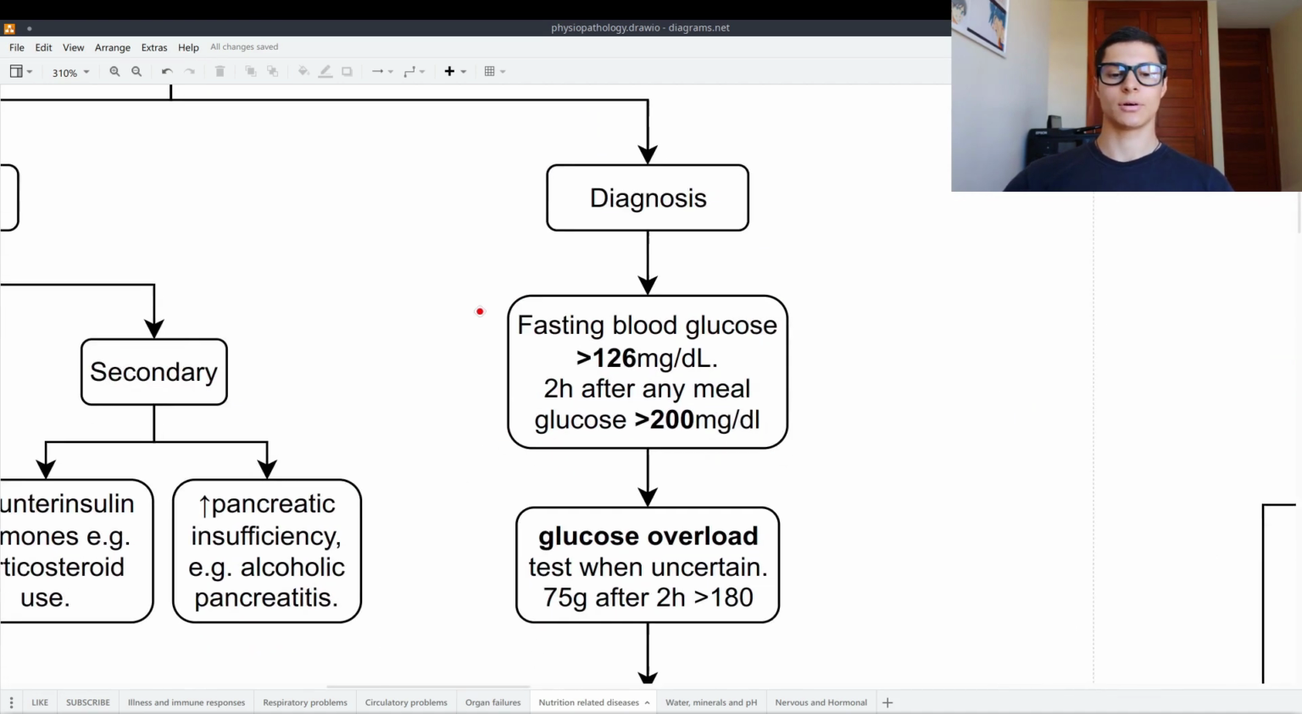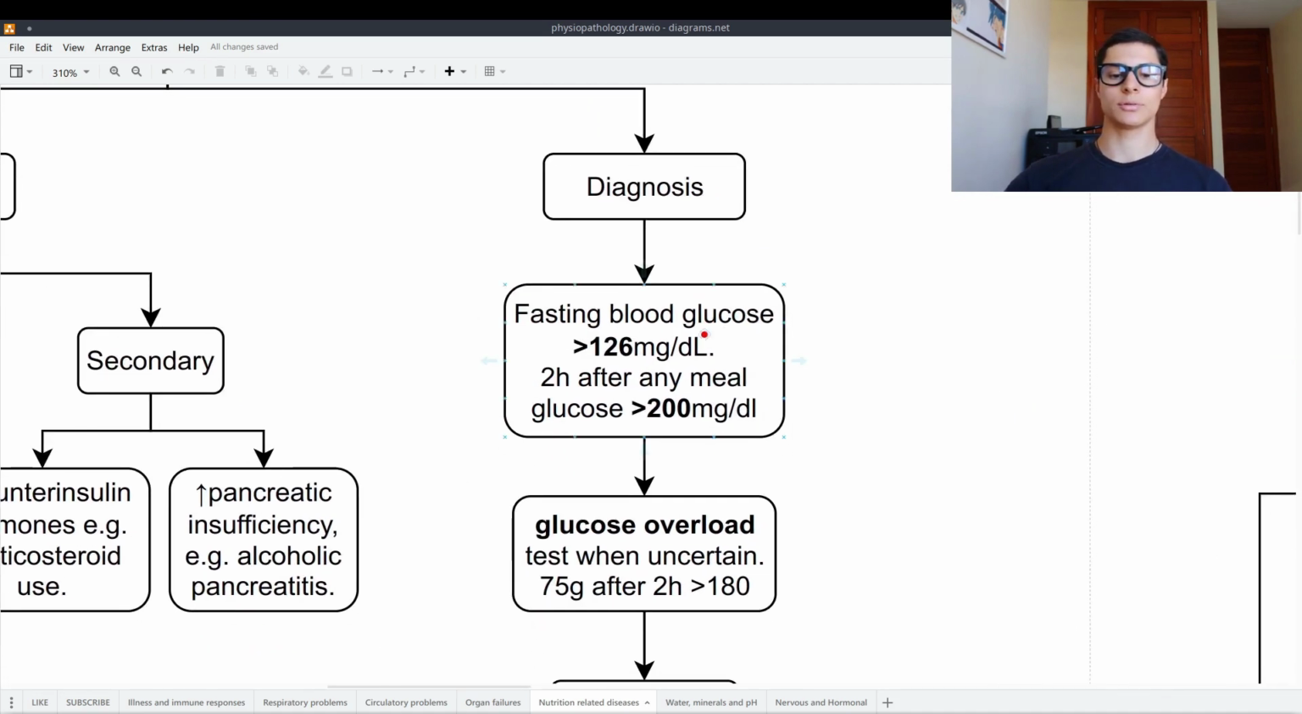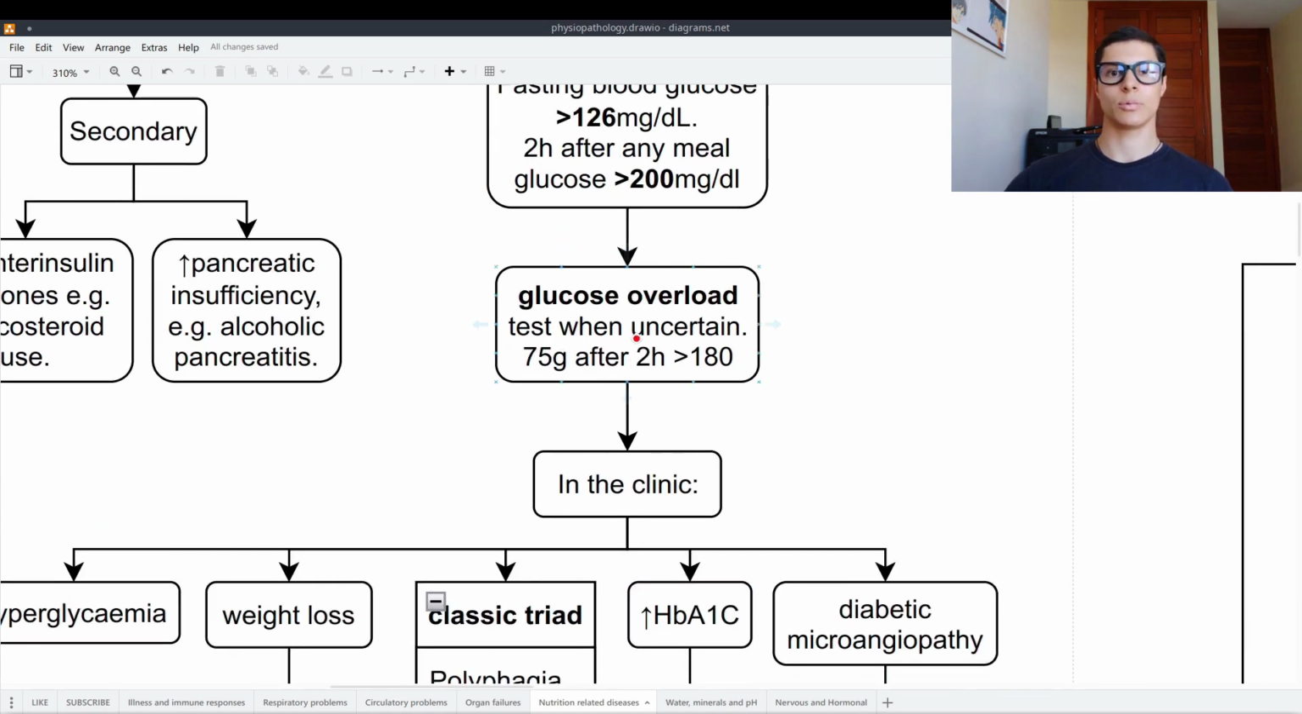The diagnosis of the diabetes: fasting blood glucose over 126, and 2 hours after any meal, the glucose over 200. Glucose overload test when we are uncertain. It is providing 75 grams of glucose, and after 2 hours we check the glycemia. If it is higher than 180, you are diabetic.